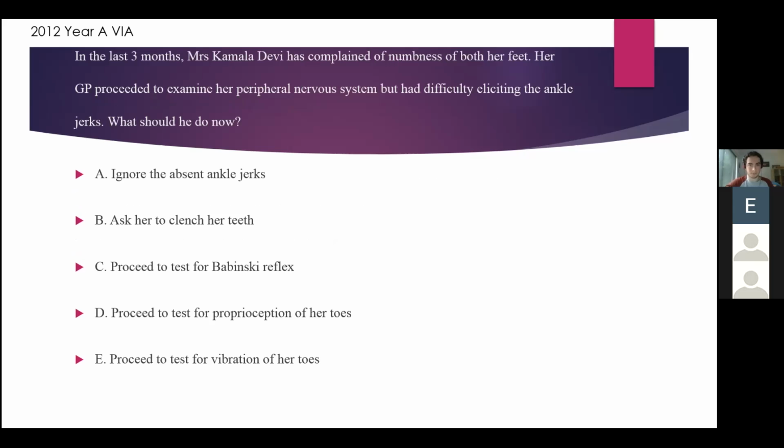Okay. Isabel, do you want to have a go at this one? Sure. So numbness. Oh, okay. I would probably lean towards B, to elicit the reflex. I like that answer.